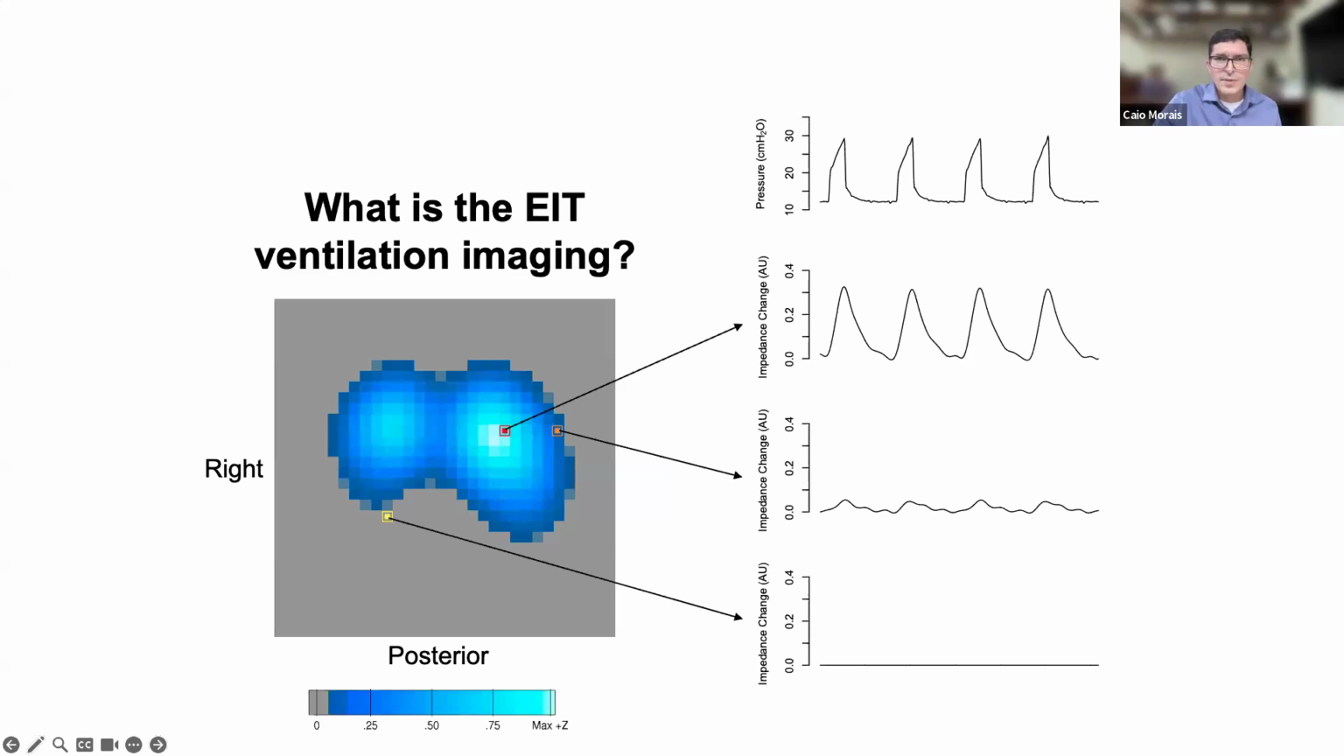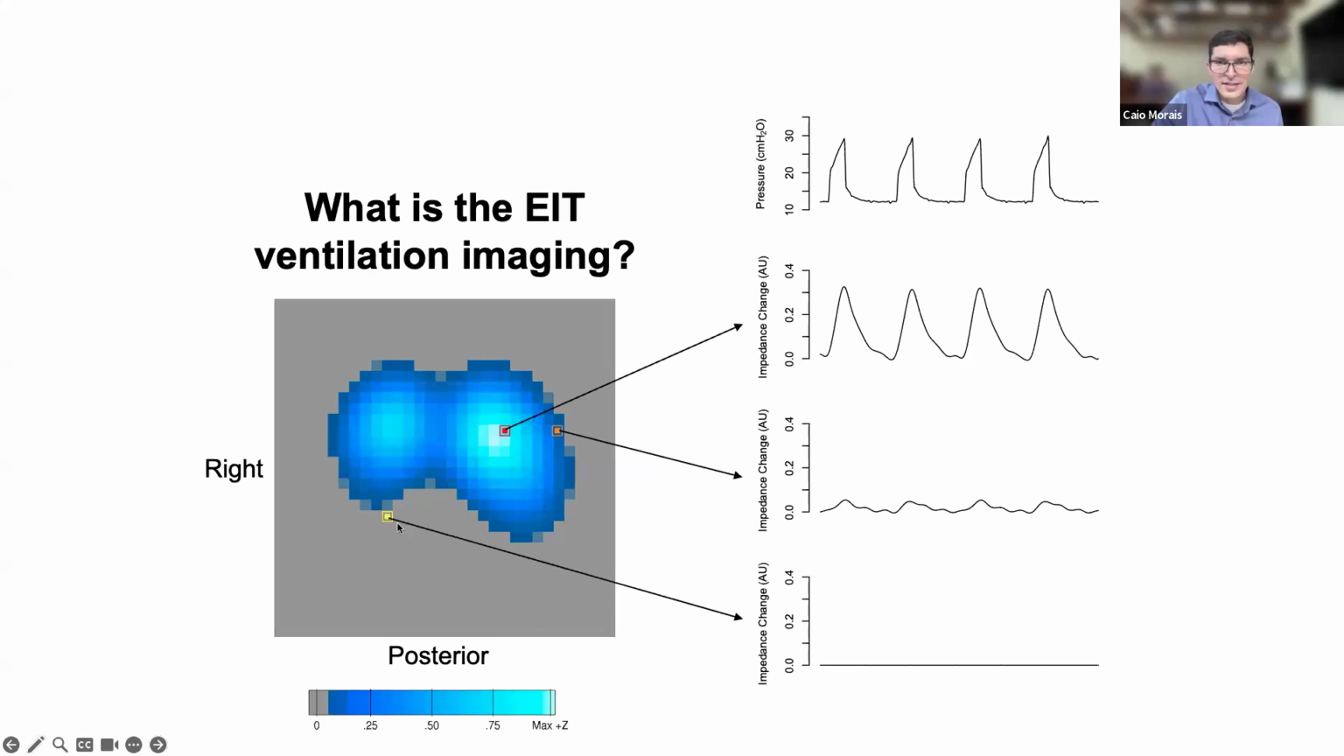And what about the interpretation of the ventilation image? Generally, the brightest pixels indicate an area with the highest electrical impedance variation. That means this is the pixel with the highest change in ventilation. Conversely, the darker pixels indicate an area with lower variation in electrical impedance. And the waveforms on the right side can illustrate the difference in the amplitude of signal when we have the white pixel and the darker pixel.